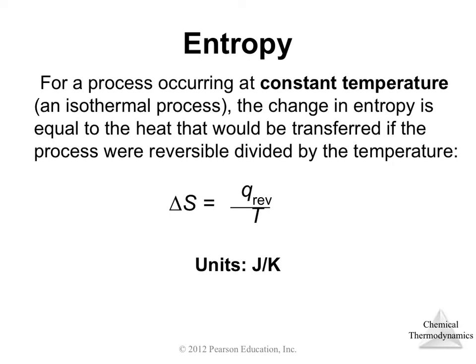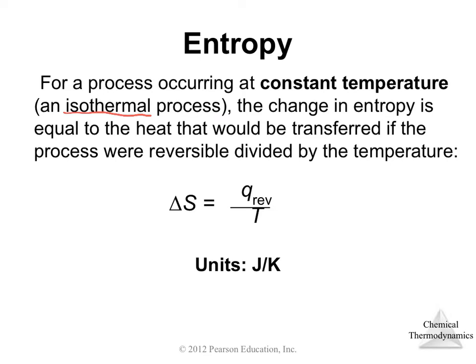Entropy is a really hard thing to measure though. So we are going to calculate entropy in a couple of different ways. So for a process occurring at a constant temperature, and when we use the word isothermal, it means constant temperature. It doesn't change. The change in entropy is equal to the heat that would be transferred if the process were reversible divided by the temperature that it's occurring at.